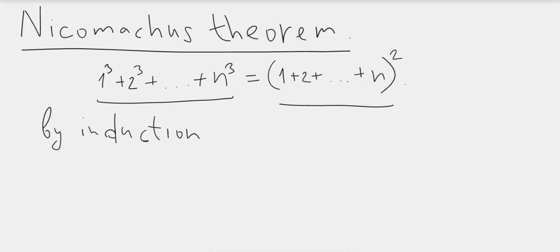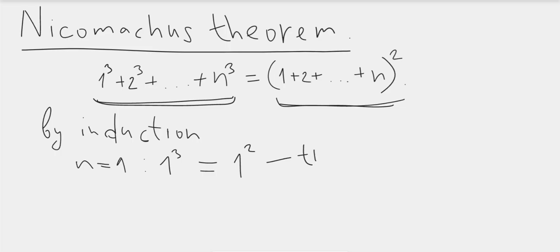So first we check the case n equal to 1. This is very easy. On the left hand side we see 1 cubed, and on the right hand side we see 1 squared. So this is correct.